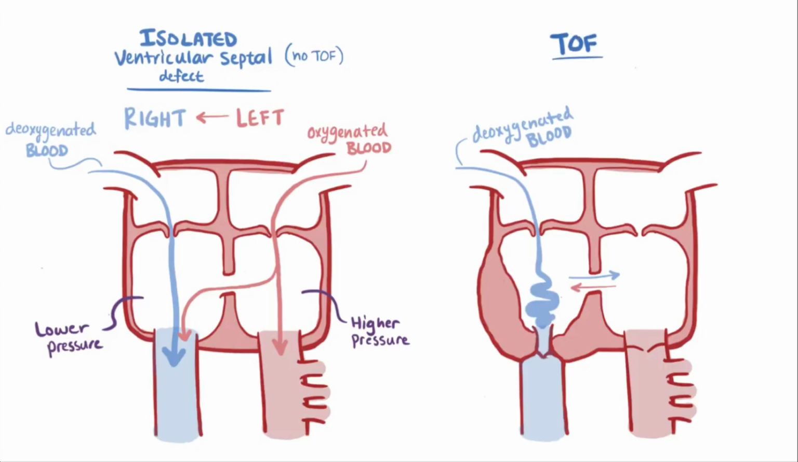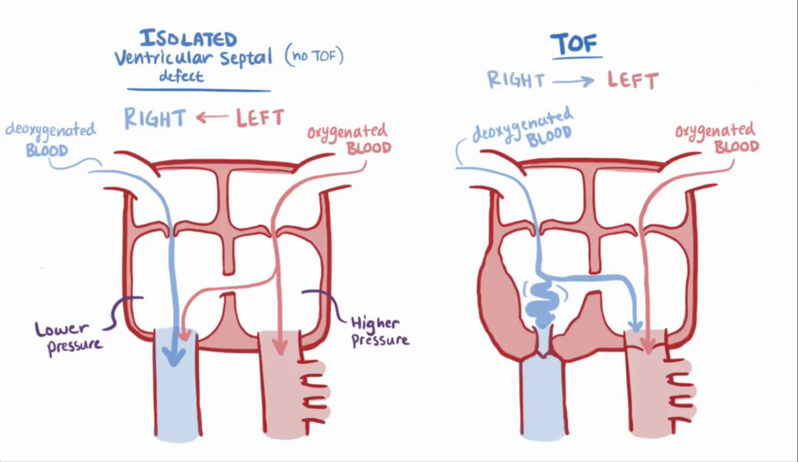For patients with TOF, though, the right ventricular outflow obstruction might block the normal blood flow so much that the pressure in the right ventricle has to be really high to get past it. Well, the high right-sided pressure means that the left side of the heart actually becomes the path of least resistance, and deoxygenated blood shunts from the right side to the left side.